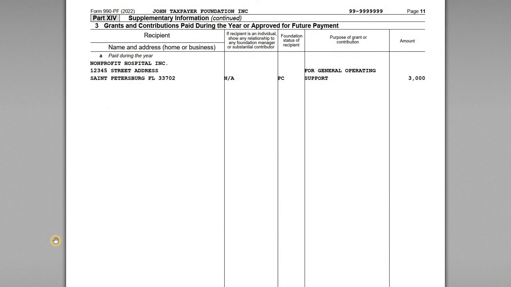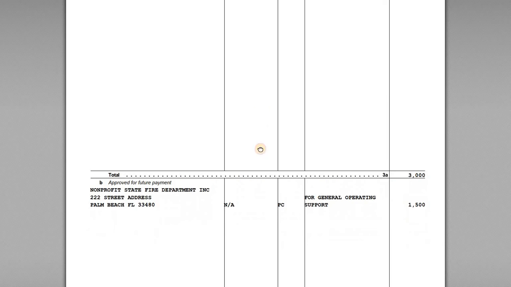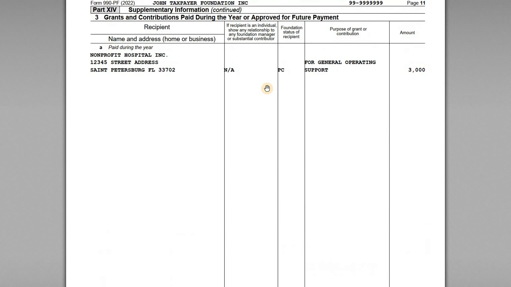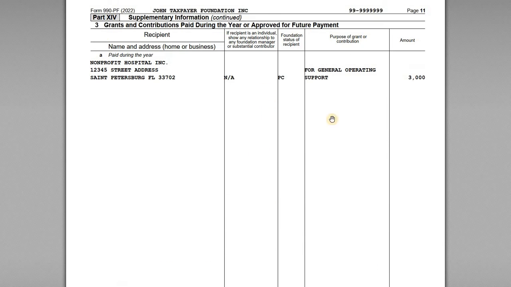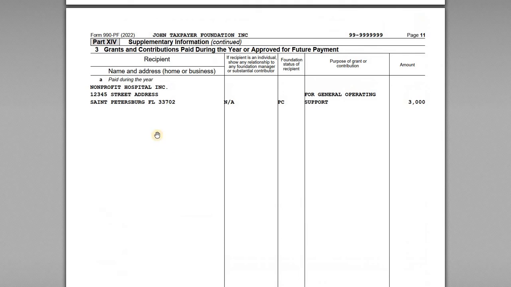Okay, so Part 14, information on the grants actually paid during the year, and then information on those grants payable. So remember, we made an actual distribution of $3,000 to one charity, and then we had a grant payable at the end of the year for $1,500.